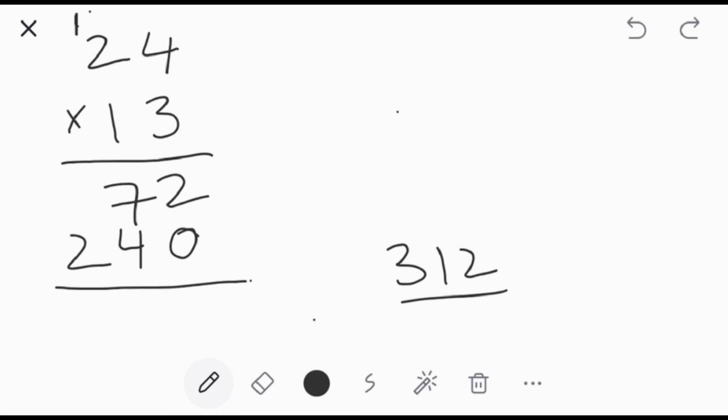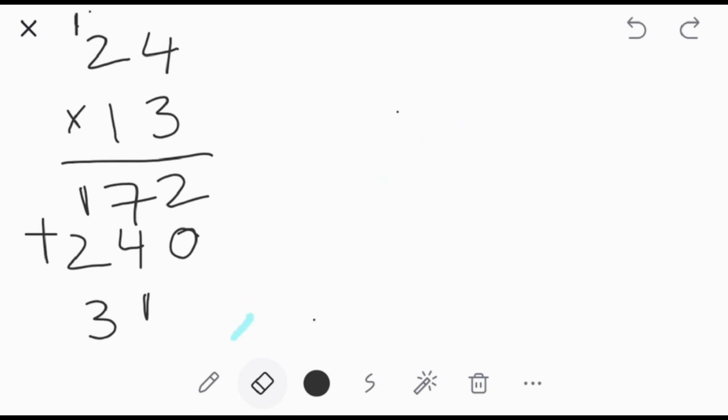Now I'm going to add these two numbers. So 2 plus 0 is going to give me 2, 7 plus 4 is going to give me 11, 1 and 1 to be carried on top of 2, 2 plus 1 is going to give me 3. So by using this method, again I was able to calculate 312. Let me give you a couple more examples so that you could understand these two methods, the expansion theorem as well as this one which I explained to you.